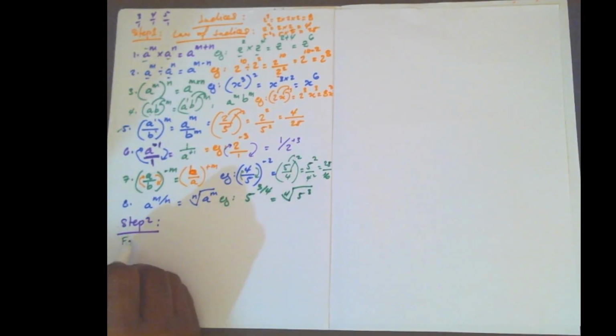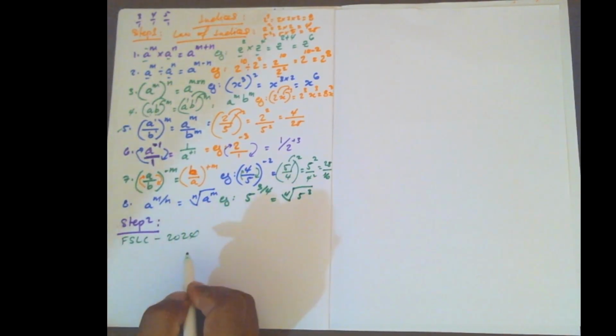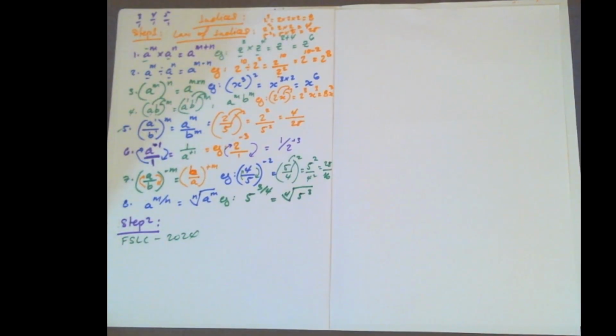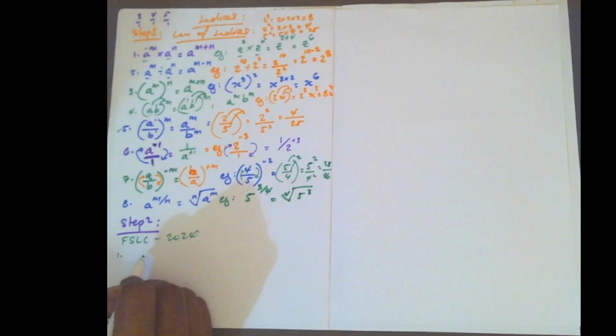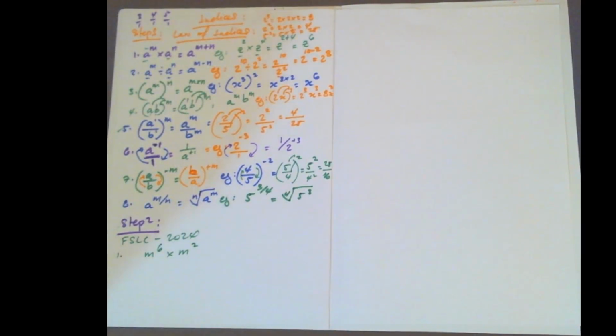Okay, let's look at FSLC 2024 paper. That is strand 1 on basic mathematics. Question number 1. Question number 1 says, find the product of m to the power of 6 times m to the power of 2. This is question number 1 in FSLC 2024 paper. So we need to find the product.